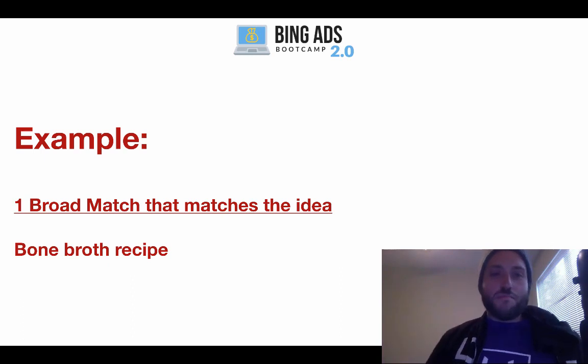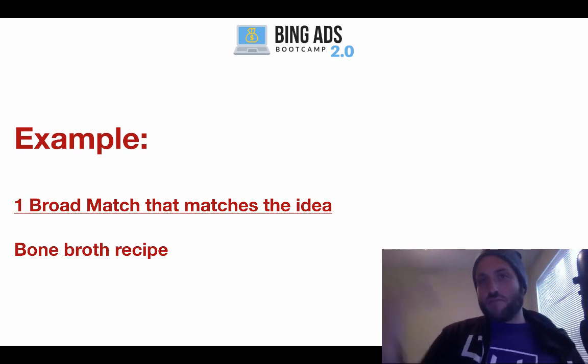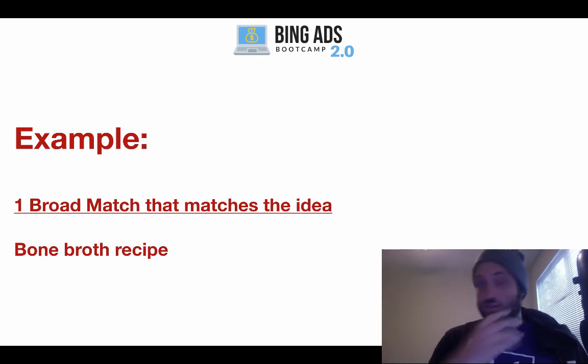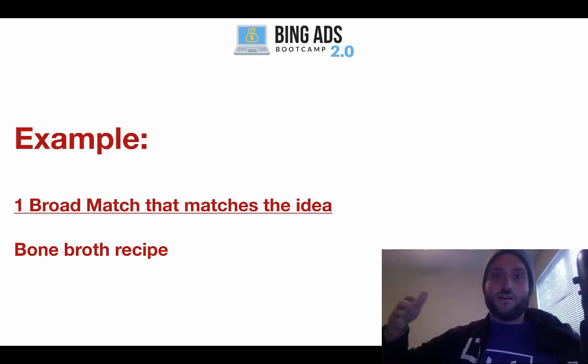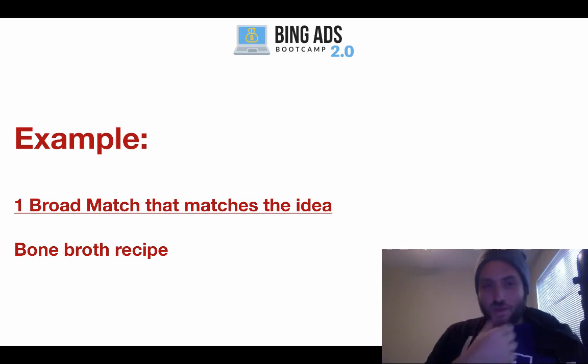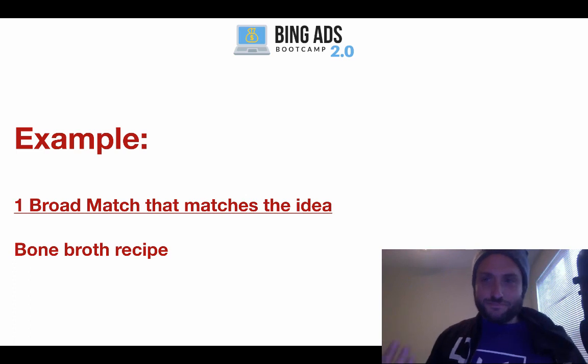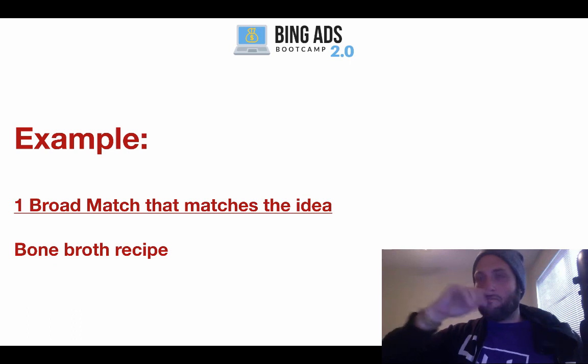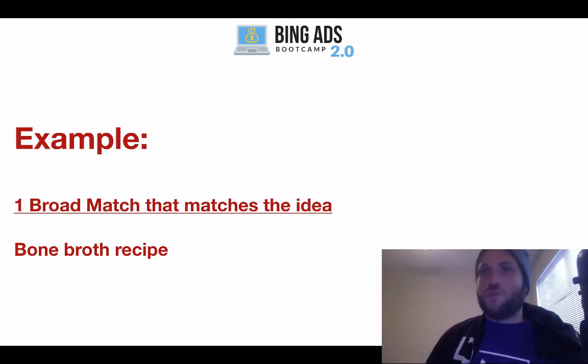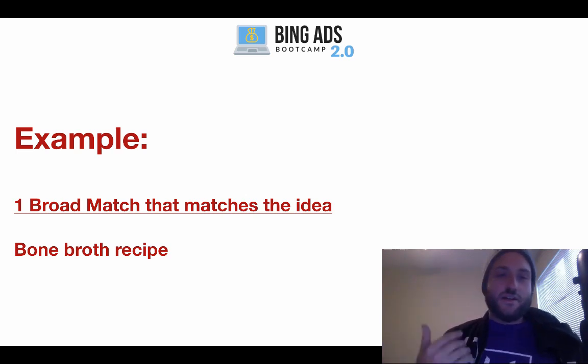So an example, one broad match that matches the idea. Remember, the campaign only has one central idea and then one geographical location, usually country. So a broad match that matches the idea. If the idea is bone broth recipes, not bone broth health benefits, not bone broth at Walmart, where to buy bone broth. Not that. We're not talking about buying bone broth. We're talking about recipes, people who want recipes to make their own bone broth. That's one specific central idea. So the broad match should just be that idea, bone broth recipe.